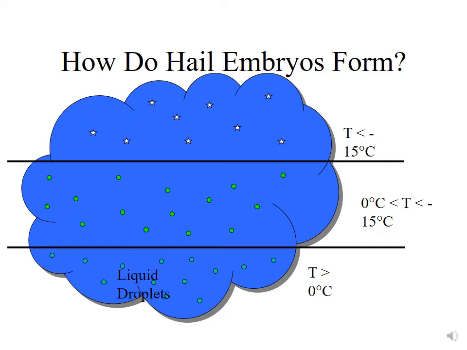So we have liquid droplets in the bottom, supercooled droplets in the middle, and ice crystals are more likely in the top of this particular cloud.